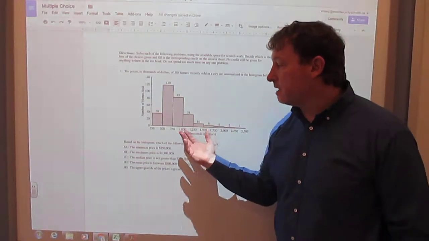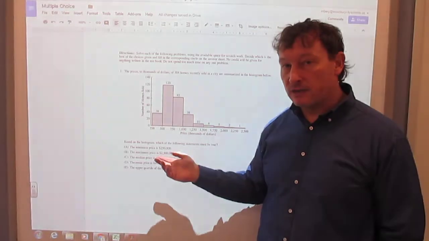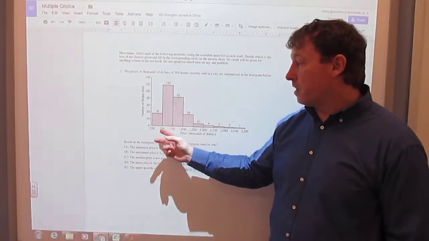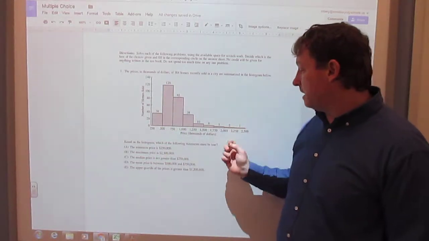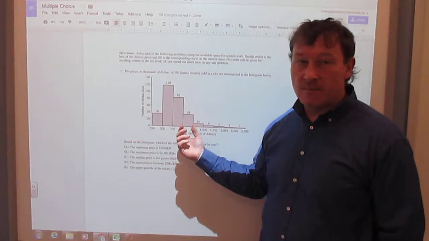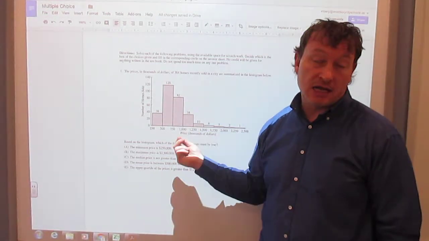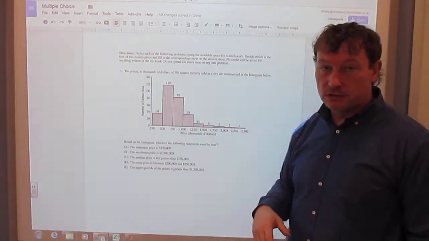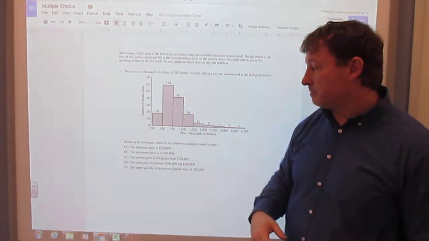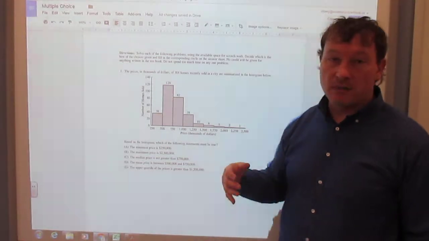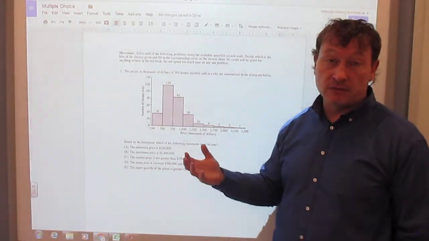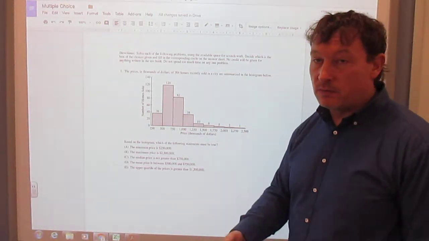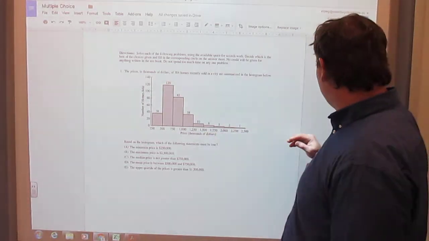Here's looking at a histogram. Remember what I told you about the histogram and about how we don't have exact values. So if I'm talking about range, I need a maximum range and I need a minimum range. If I'm talking about median, I need an interval. I don't know exactly where the median is. I can figure out where it kind of is, but it's between two numbers. So in this one, we're not really talking about absolutes, unless we're talking about a maximum median, maximum range, minimum range, maximum IQR, minimum IQR. Then we can figure that out.